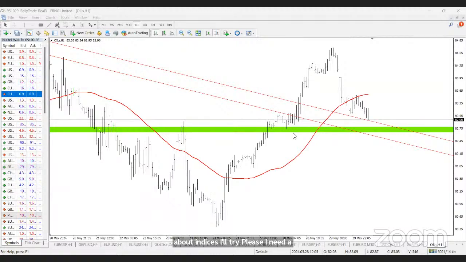Please, I need help. Hedging AUD JPY. What do you mean hedging AUD JPY? There are two ways of hedging, so I only know the one you're talking about. Your WhatsApp number, please, to reach you.